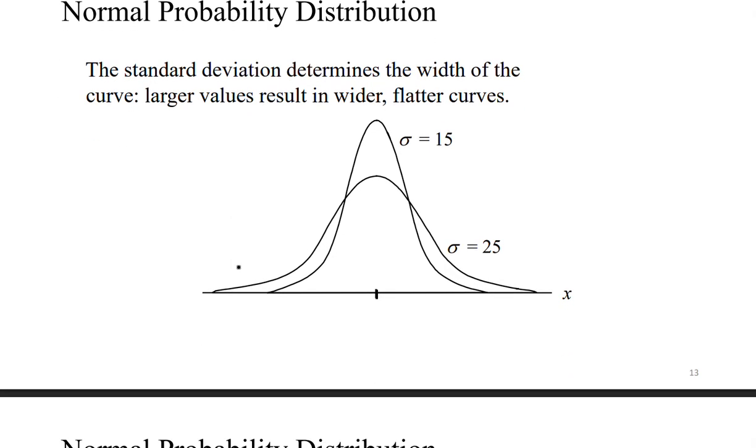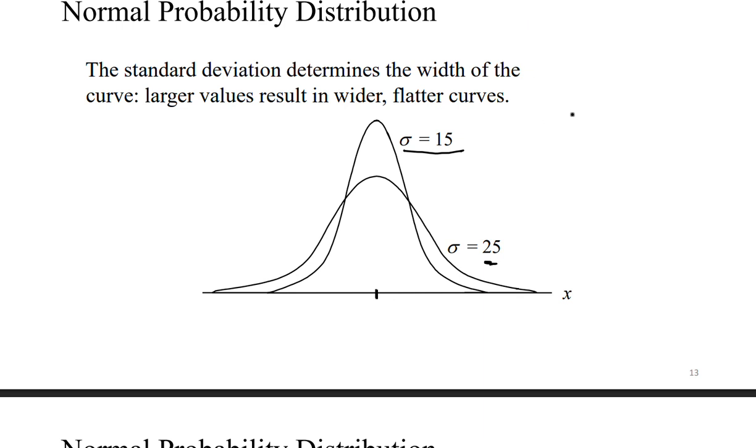Now, the standard deviation, on the other hand, determines the width of the curve. When the standard deviation is large, it tells us that the width is also going to be large. When the standard deviation is small, it tells us that we are going to see a very slim curve. So take a look at this. When the standard deviation is 15, we have a very tall but also very thin curve. When the standard deviation is increased to 25, the curve is short but flatter.